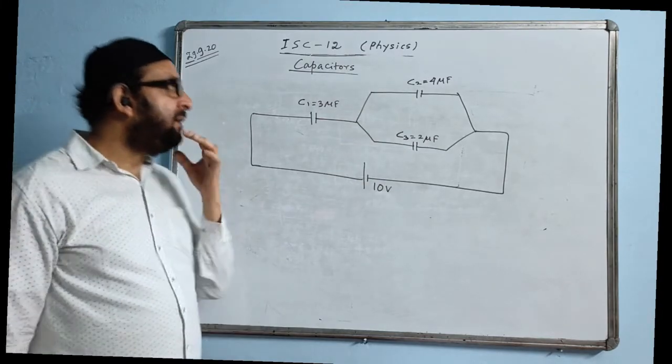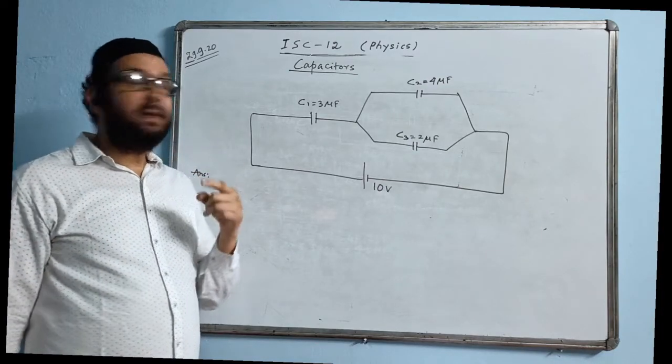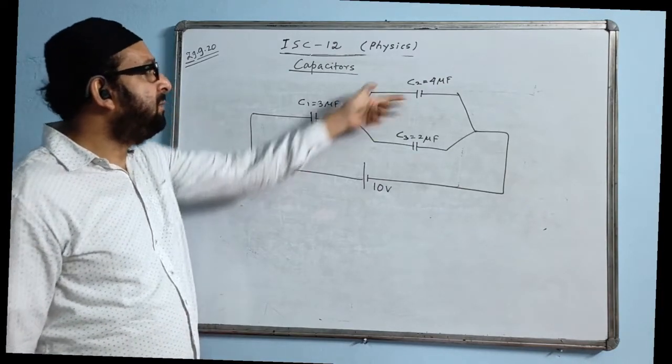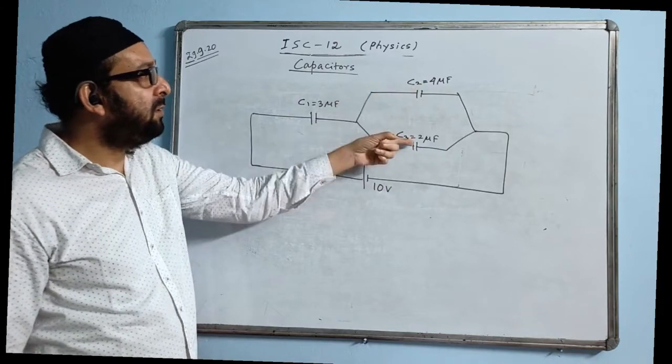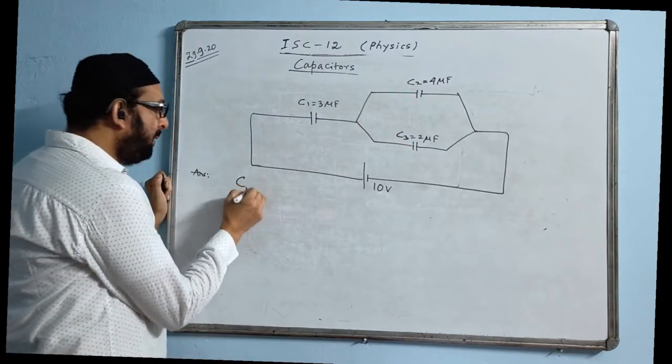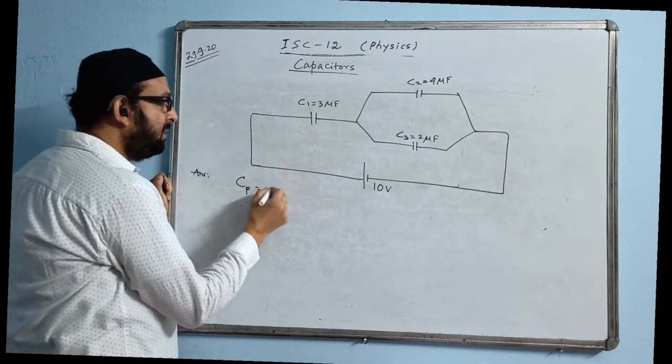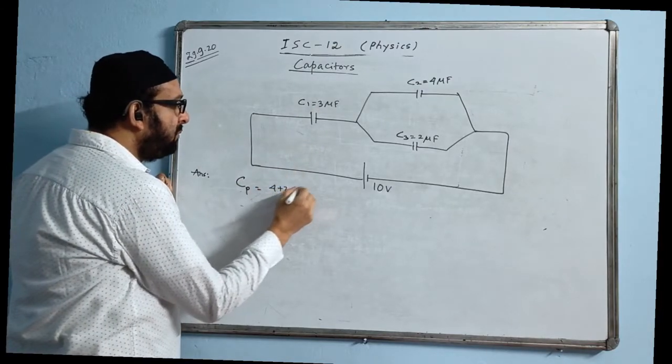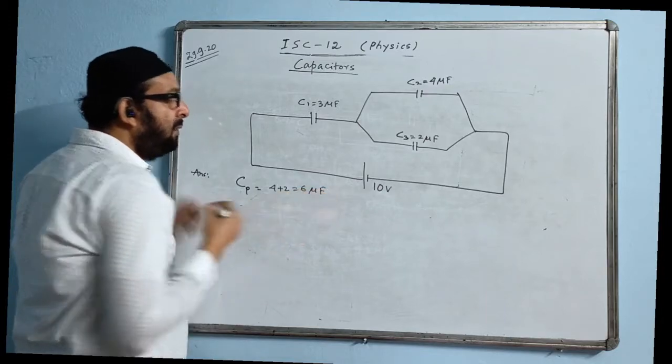First of all, we will find the total capacitance. What do we see? We see these two are in parallel. First we will do the capacitance of the parallel part. First write CP, capacitance in parallel part. That is simple addition: 4 plus 2, and the answer is 6 microfarad.